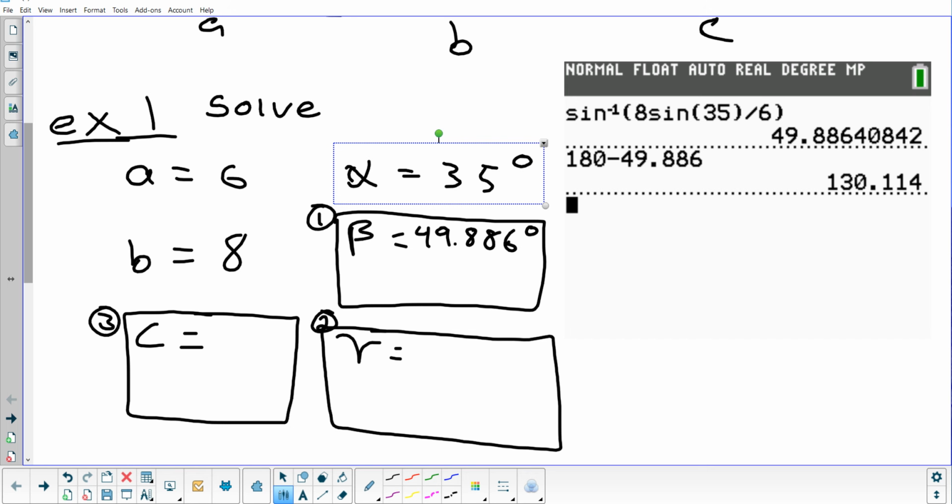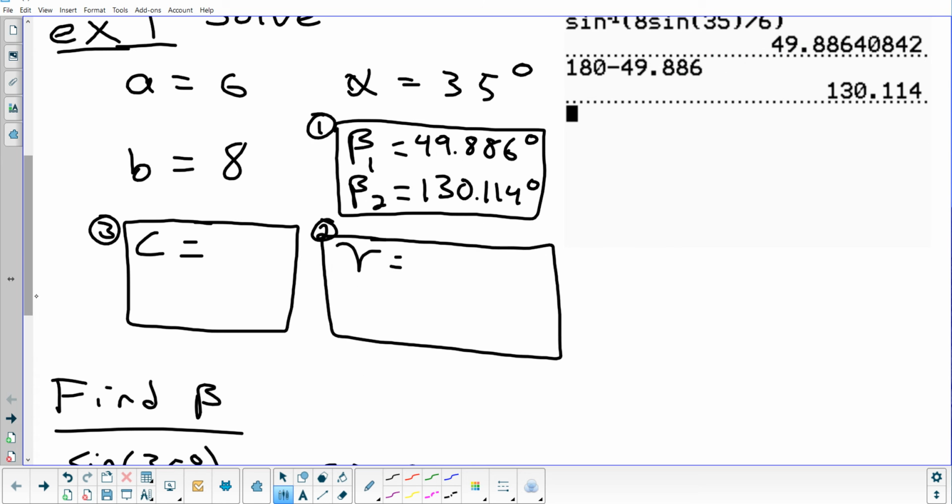So now I'm going to call 49.886 my first angle for beta. And I'm going to call 130.114 my second angle. So essentially what we're doing now is we're solving two problems at the same time. We're using the same table to do it. You could at this point split your work up and start doing two separate tables, right? But we're going to keep everything in one table.